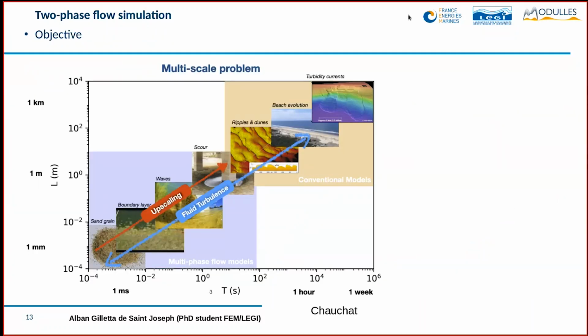One objective of the two-phase flow simulations is to do an upscaling, because we can only focus on small scales, and we have to devise some parameterization for larger scale models. On this plot, the y-axis shows the length scale of our simulations, which is around 1 meter, and the time scale, which is around 100 seconds. The purple rectangle shows where our simulation is placed on this graph.